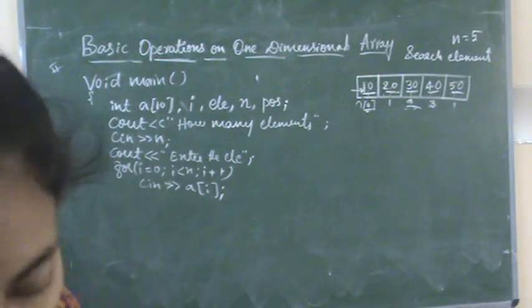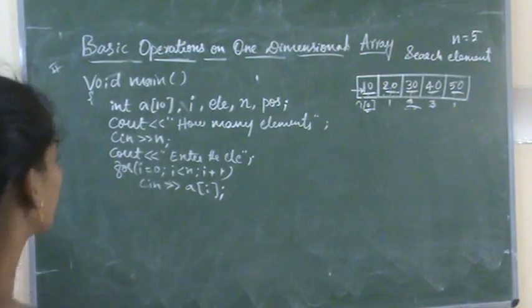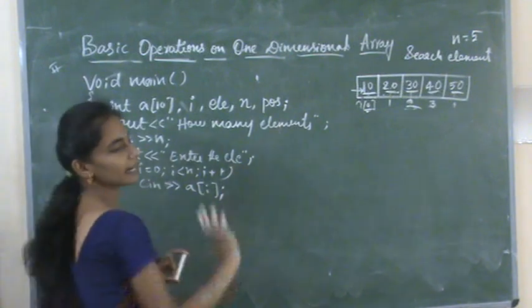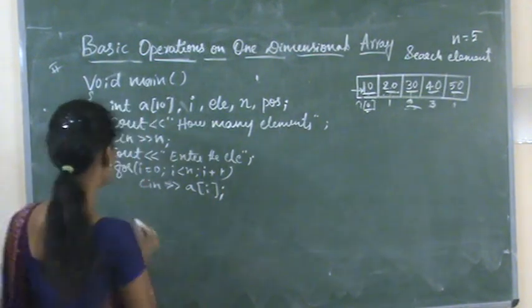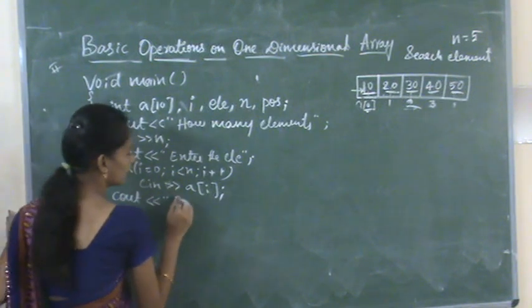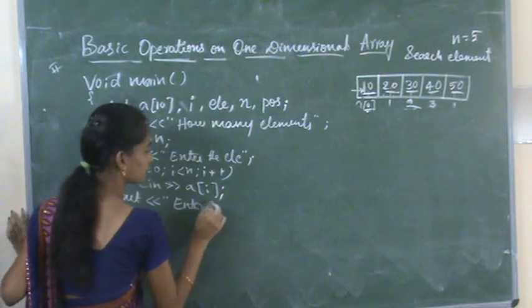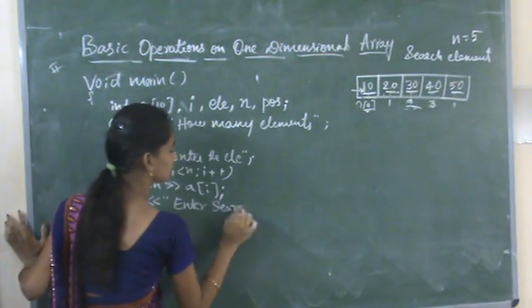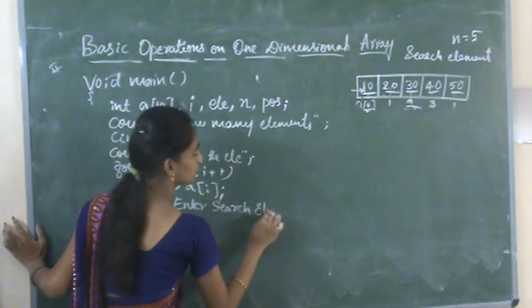After this we need to choose which element has to be searched, right? So for that, cout, enter the search element.